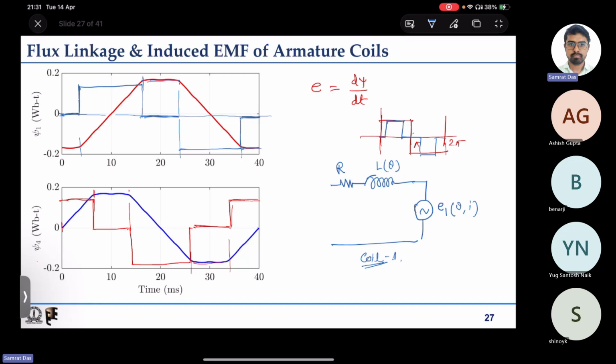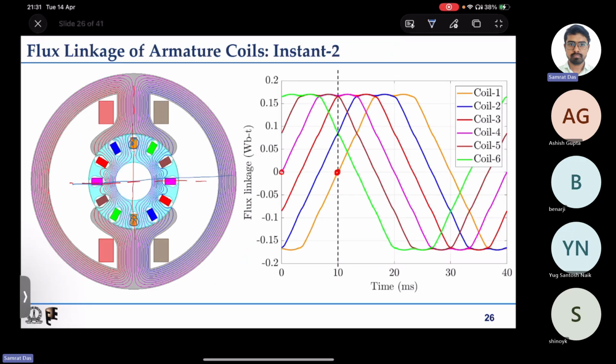With rotor rotation, the coil axis actually changes, and along the axis it has different air gaps. So that is why the self inductance varies. I'm not talking about the mutual inductance or anything of the coils, it is the self inductance. So the self inductance varies with rotor position.